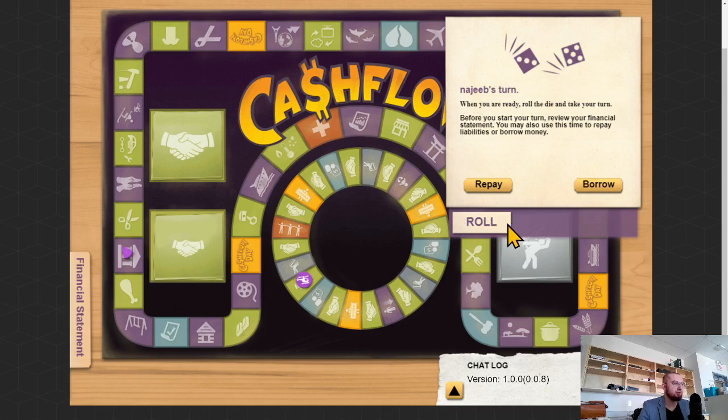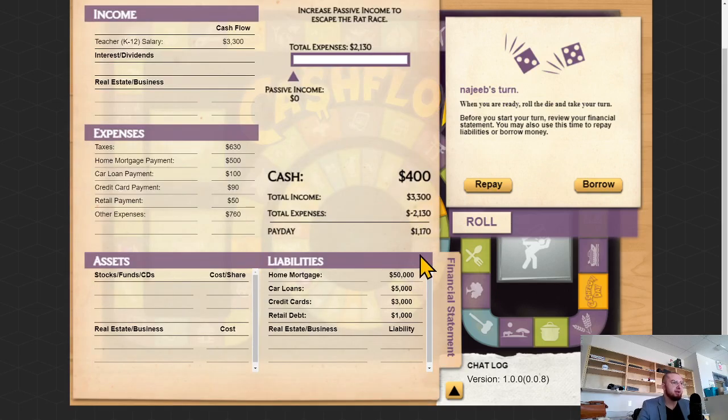So what's a cash flow? Let's look over here at the financial statement. Here we see, again, my income, $3,300, and my expenses, $2,130. So my cash flow is $1,170 every single month, which is really good. Honestly, most people spend more money than they make.